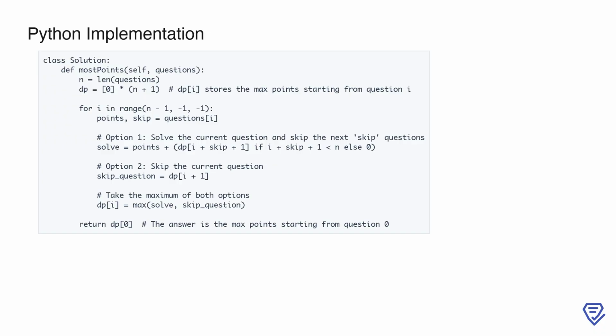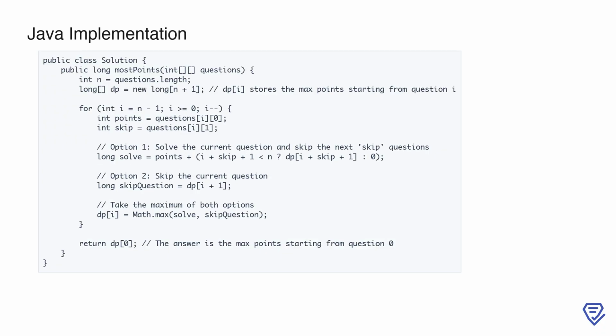For each question, we evaluate 2 options: 1, solving the current question, which adds its points and skips the required number of subsequent questions, or 2, skipping the current question and moving to the next. The maximum of these 2 options is stored in dp[i]. Finally, dp[0] contains the maximum points achievable starting from the first question, which is returned as the result. This approach ensures we explore all possibilities while avoiding redundant computations, leading to an O(n) time complexity with O(n) space usage. This is the Java implementation of LeetCode problem number 2140, Solving Questions With Brainpower.